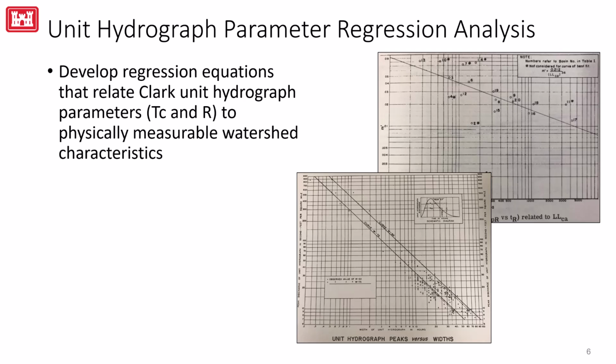The images shown here are historical examples of such regression equations which were developed to predict Snyder unihydrograph parameters within the Tulsa and Fort Worth USACE districts.